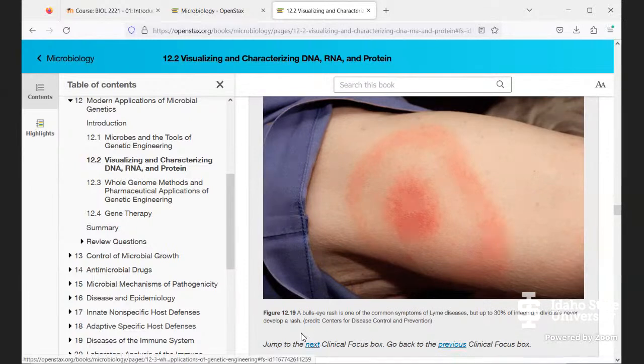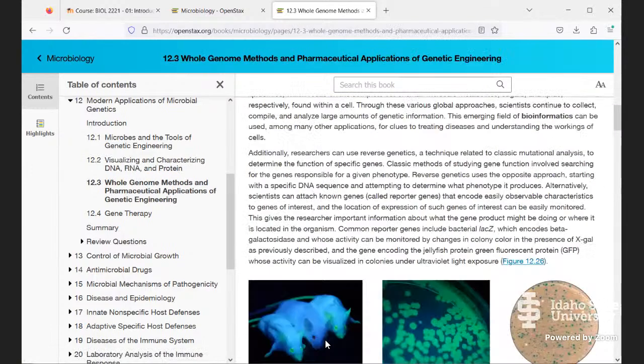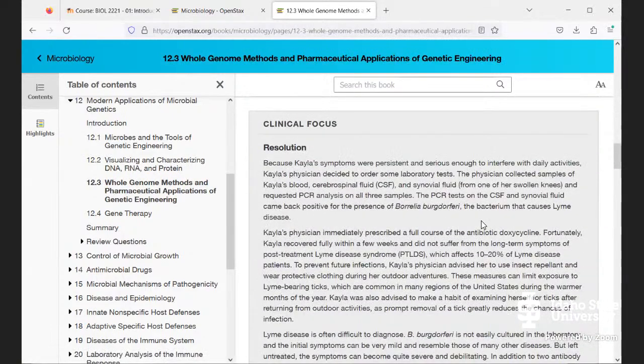You see that you've got some problems, right? As we progress through here, her symptoms become serious enough that they're impacting her daily activities. So they order some more laboratory tests. They want to look at her blood, her cerebral spinal fluid, and the synovial fluid from one of her swollen knees. So assuming maybe she was bit on the leg by this tick but didn't recognize it, that might be a potential, right?